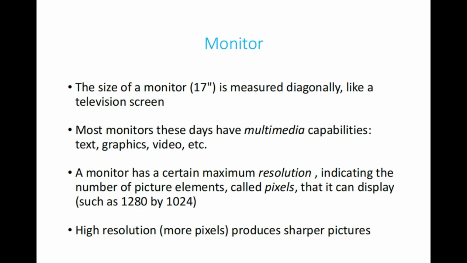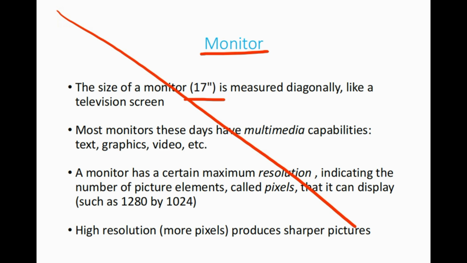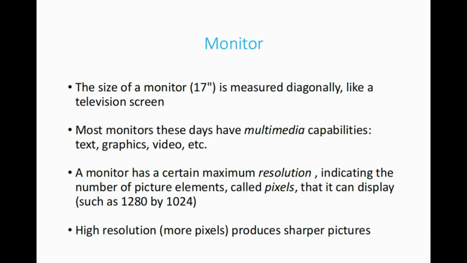The other thing that we saw on the specs was the monitor. So there's the size of a monitor, which is in inches. The size of the monitor is measured diagonally, like this way. That's how we measure the size of the monitor. So it's measured like a television screen. Most monitors these days have multimedia capabilities. They're able to display text, graphics, and video. A monitor has a certain maximum resolution, indicating the number of picture elements called pixels that it can display.